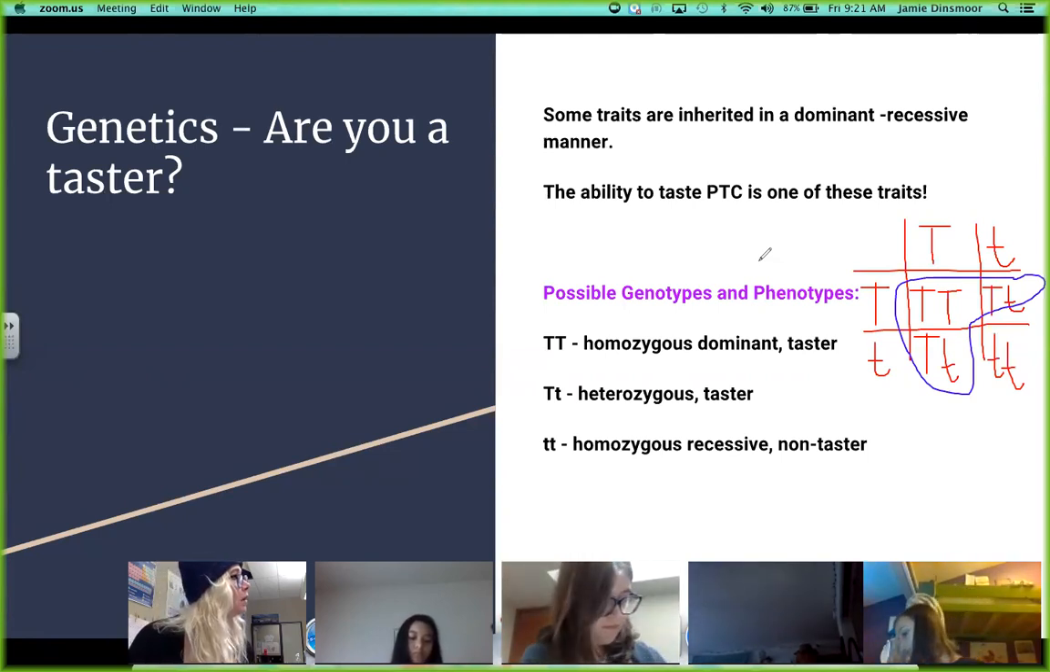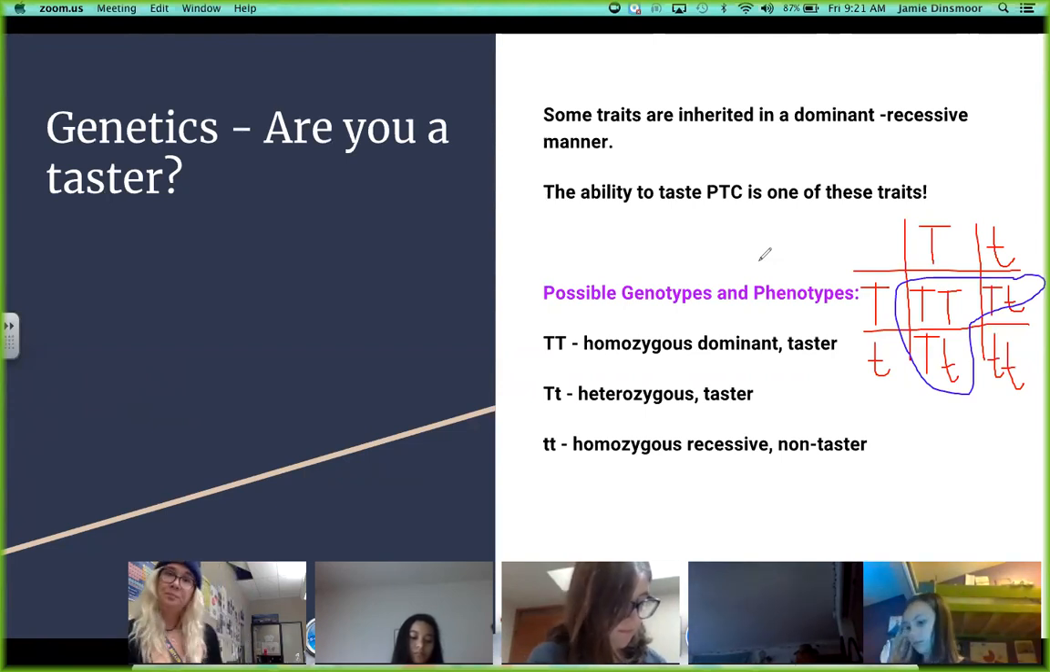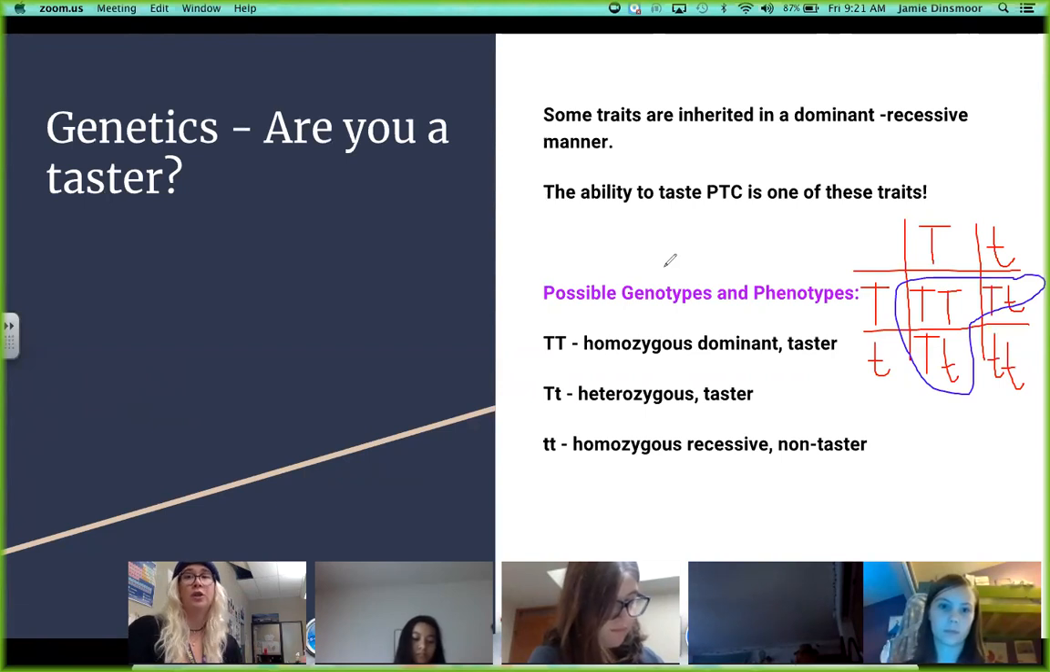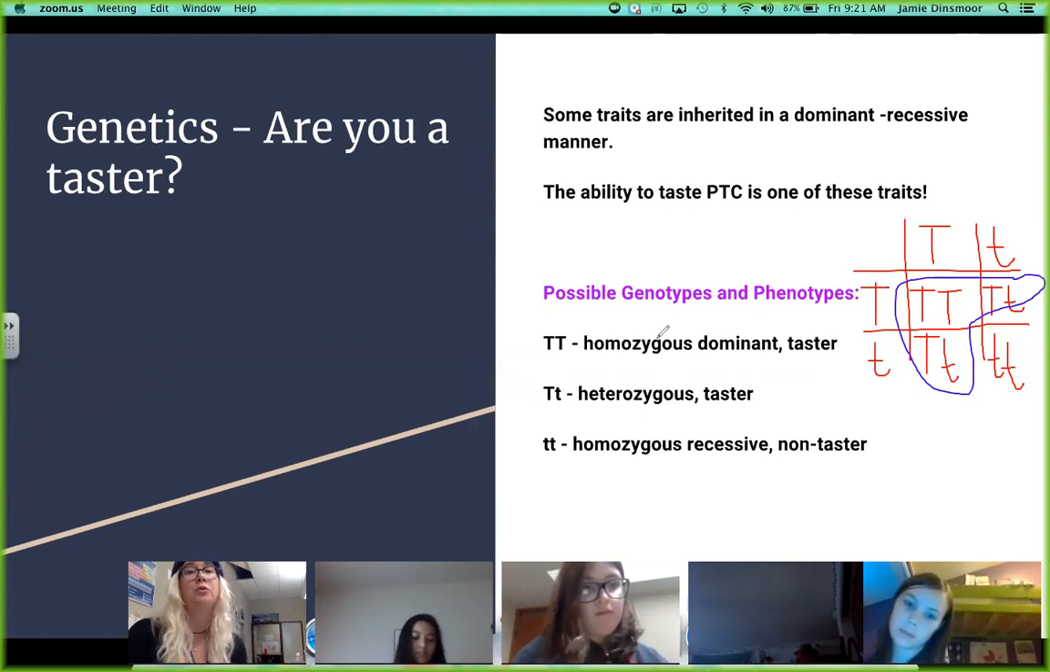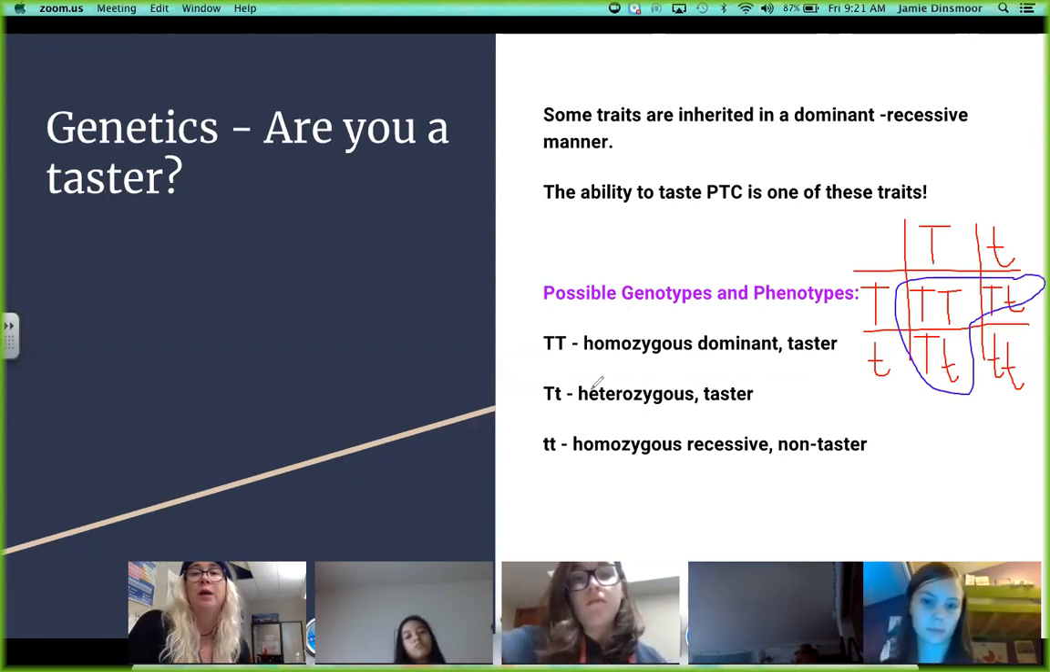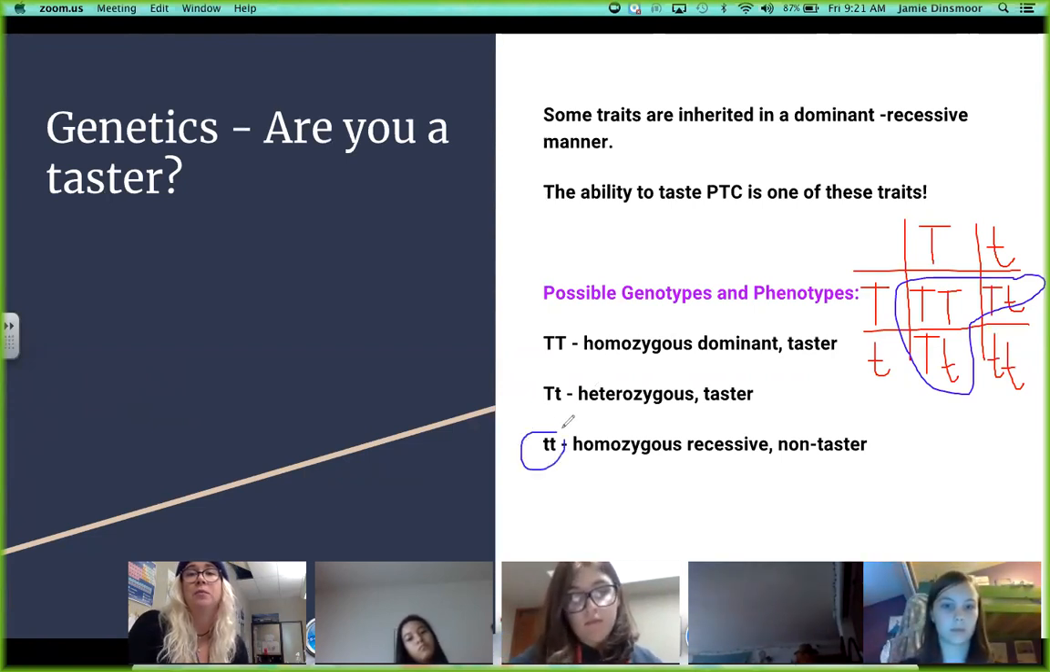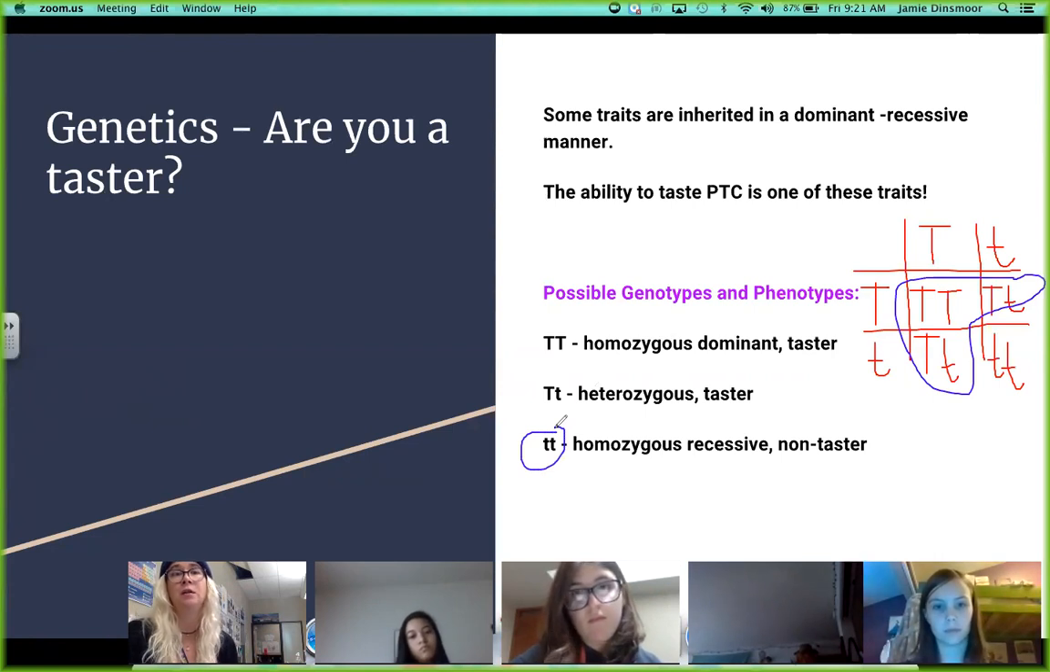So that would be like a genotype then. Mm-hmm. So if I wasn't a taster, I would write homozygous recessive. So genotype, good question. So what is the difference between genotype and phenotype, right? Genotype literally means the letters. So if you're a non-taster, your genotype is little t, little t.